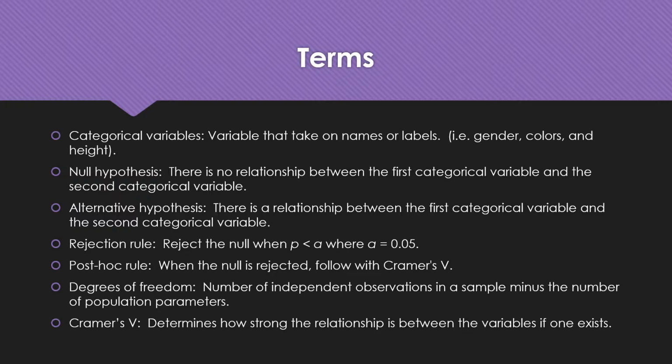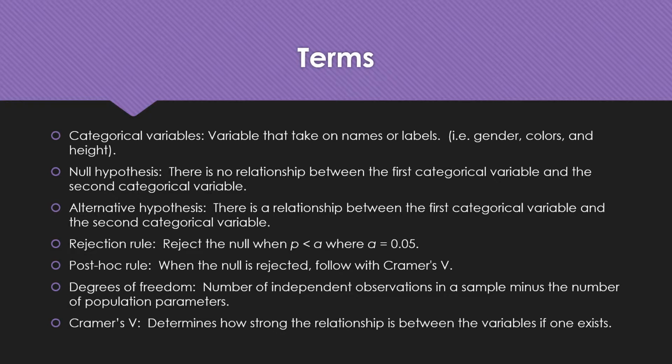The structure of the null hypothesis is as follows. There is no relationship between the first categorical variable and the second categorical variable. Subsequently, the opposing view would be the alternative hypothesis. There is a relationship between the first categorical variable and the second categorical variable. We would then establish the rejection rule to decide when we would reject the null. For example, in this instance, it would be P is less than alpha, where alpha equals 0.05.